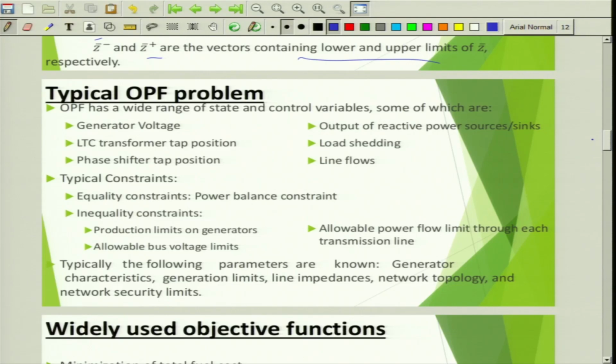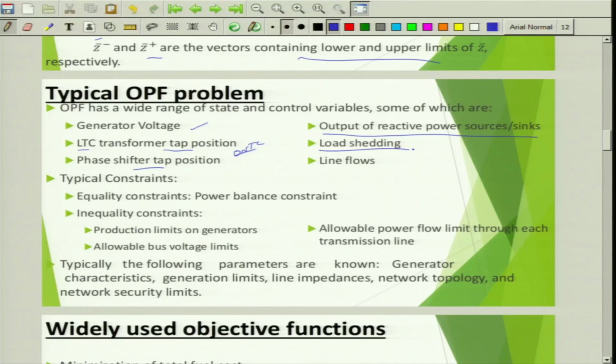So OPF has a wide range of state and control variables, some of which are generator voltage, LTC transformer tap position, that means on load tap changer transformer tap position, and phase shifter tap position. This is also a transformer which shifts the phase, and output of reactive power sources or sinks. There are so many reactive power injection devices we had discussed in one class regarding various real time case studies, having inverters, OLTC, how do you manage the reactive power, and load shedding. This could be one of the state variables, and line flows also, right.